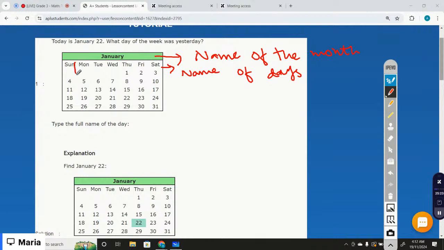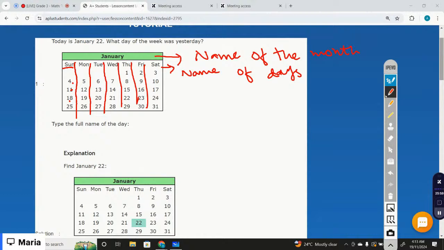Now you have a number dates right below the Sunday, the dates right below the Monday, the dates right below the Tuesday, same way Wednesday, Thursday, Friday, and Saturday. So Sundays will be on 4th, 11th, 18th, and 25th, right? The dates all below the Sunday are the dates that are on the Sunday, right? Same way Mondays are on 5, 12, 19, and 26. So that's how you read the calendar.